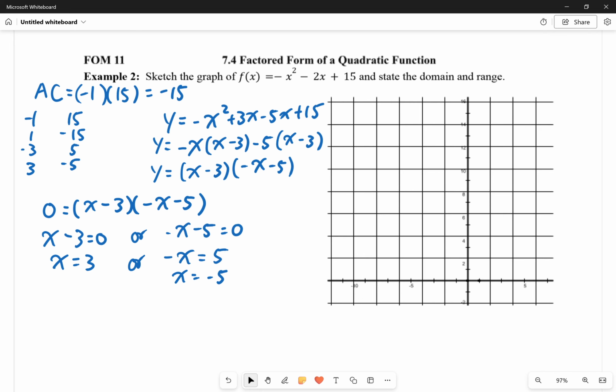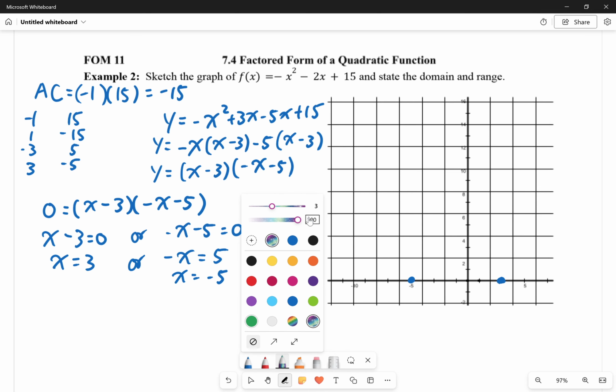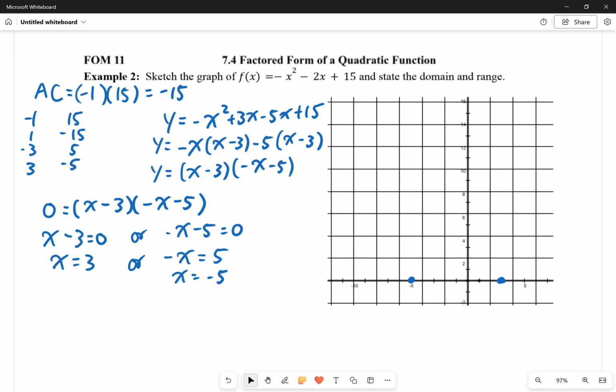Alright, here's my two roots. X is 3. 1, 2, 3. X is 3 is over here. There's one dot. X is negative 5 is over here. Here's my second dot. I'm going to change colors here. Let's go green, and we're going to use green to go find vertex.